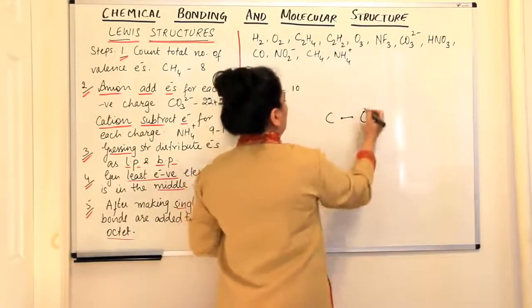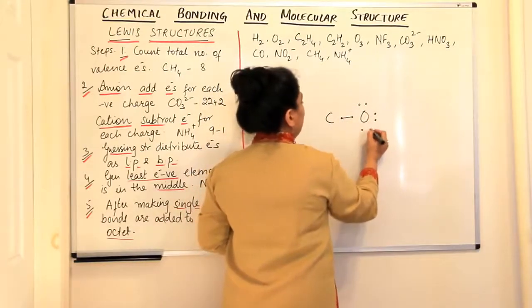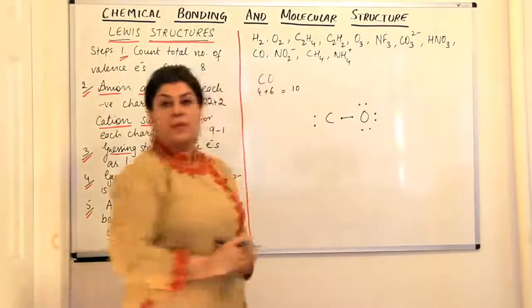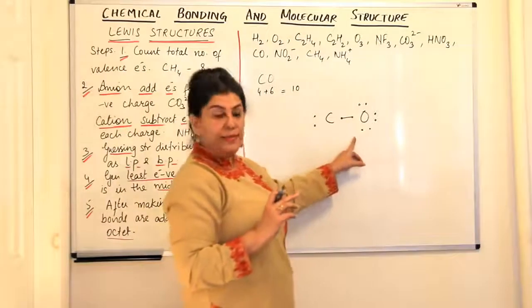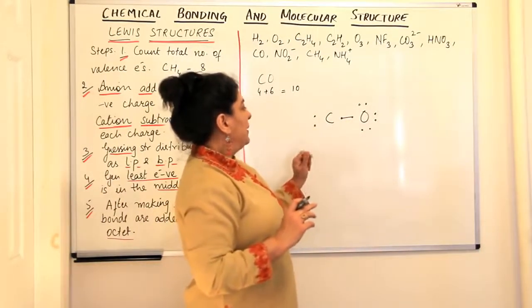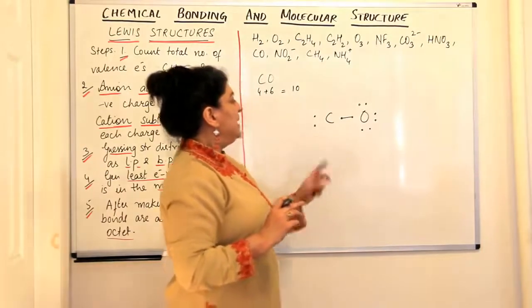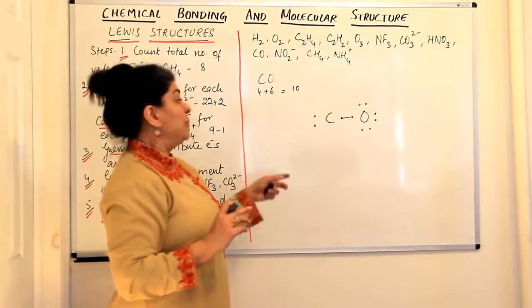So let us fill up oxygen. 2, 3, 4, 5, 6, 7, 8. 8 of oxygen filled up, and 9, 10. So oxygen has its octet completed here, but carbon has only 4 electrons, if you see. Do you see here? Carbon now has only 4 electrons. It needs 4 more electrons to complete its octet.